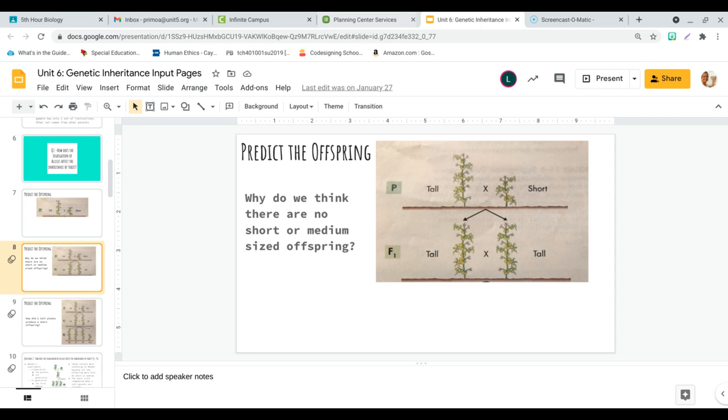Welcome back. So why do you think, just ask yourself, that there are no medium or short-sized offspring here? So we had 2 parents, one was tall and one was short, and then their offspring both came out tall. Kind of strange, but pause the video and see if you can hypothesize or predict as to why, even though we had a tall and a short parent, all of their offspring came out tall.